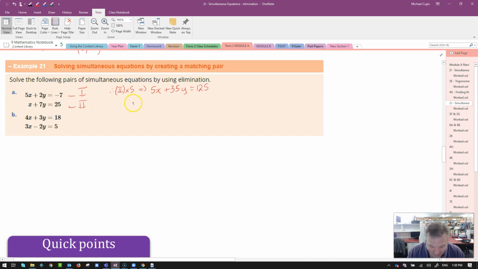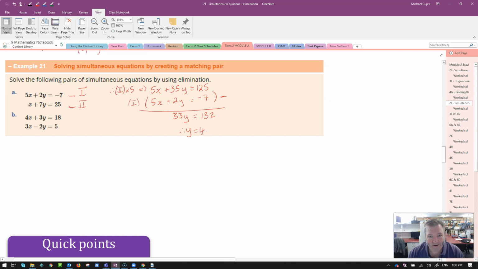Now if I write equation 1 underneath that one, I've got 5x plus 2y equals negative 7. This is looking better. I'm going to be able to do subtraction here. 5x minus 5x, 0x is going to disappear. 35y, take away 2y, well that's going to be 33y. 125 minus negative 7, so I've got to add that 7 on. It's going to give me 132. Divide each side by 33, and we're going to have y is equal to 4.